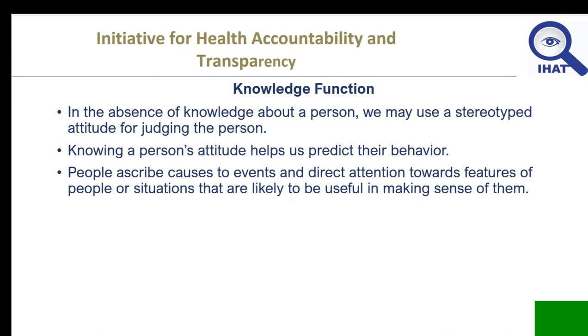Looking at the knowledge function aspect, in the absence of knowledge about a person, we may use a stereotyped attitude for judging the person. But knowing a person's attitude helps us predict his or her behavior. People ascribe causes to events and direct attention towards features of people or situations that are likely to be useful in making sense of them.